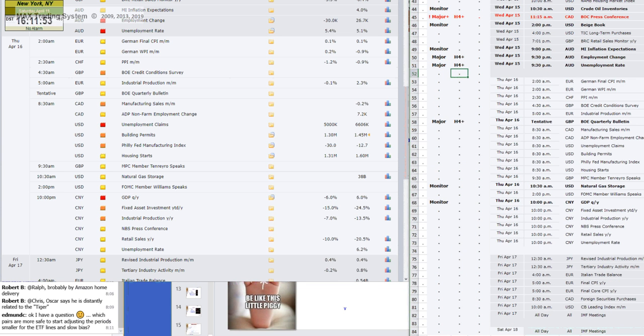On Thursday, I will monitor the pound Bank of England quarterly bulletin when it will be available. Then we have the CAD manufacturing sales month over month, major. Then we have the CAD ADP non-farm. No, it is not important, or way less important. Then I will monitor the US dollar unemployment claims this time.